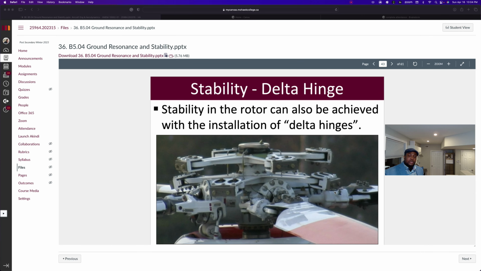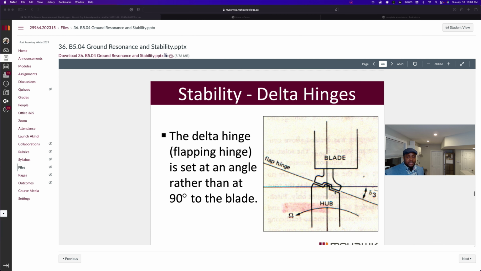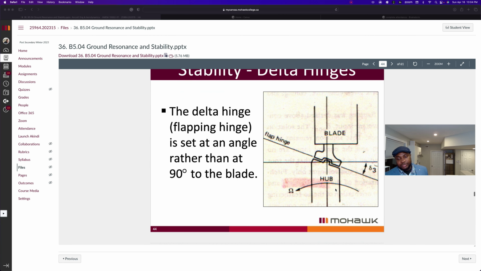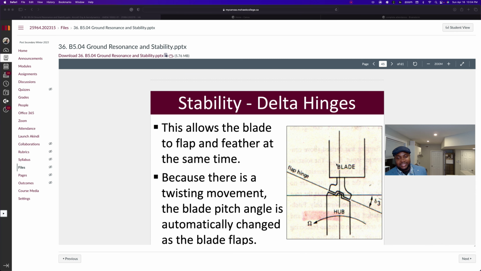Stability in the rotor can also be achieved by installing a delta hinge. A delta hinge is set at an angle that is different from 90 degrees to the blade hub. So it's a bit of a slanted orientation for the blade attachment, which causes the blades to actually naturally flap on their own. This allows the blade to flap and feather at the same time.